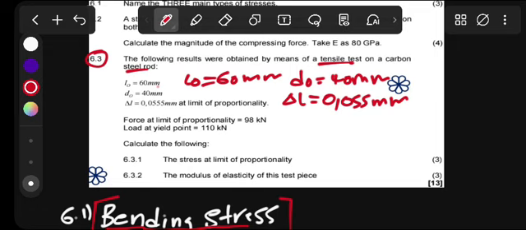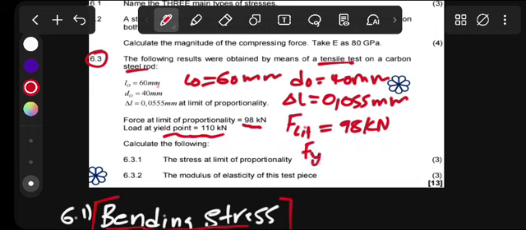Then the force at the limiting proportion, I'll just say F lit like this, limiting proportion, will be 98 kilonewtons. Then the load at the yield point, force at the yield, is simply 110 kilonewtons. So far this is what we have.